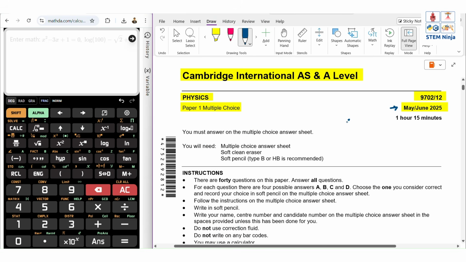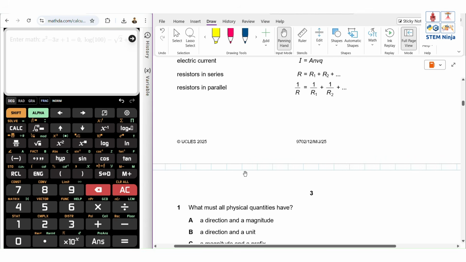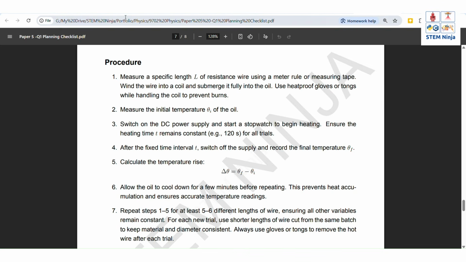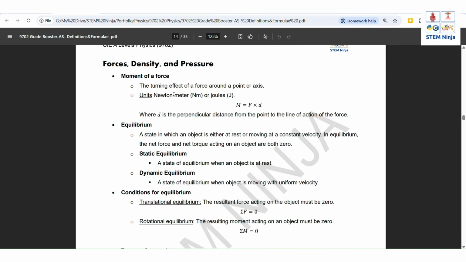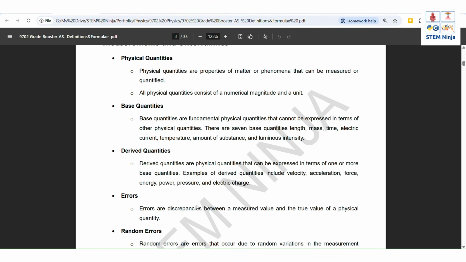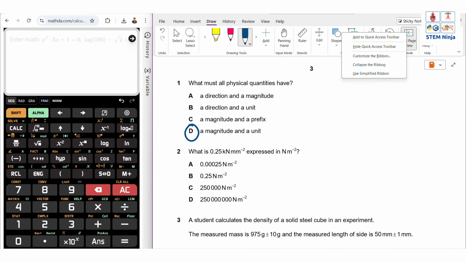All right, moving back to the question paper. What must all physical quantities have? Now, this is a very important question. Just to show you that we do have this over here in the first, okay, this one. All physical quantities consist of a numerical magnitude and a unit. That means numerical magnitude means a number, a size, and a unit means something to compare against. So D right away is the correct answer.